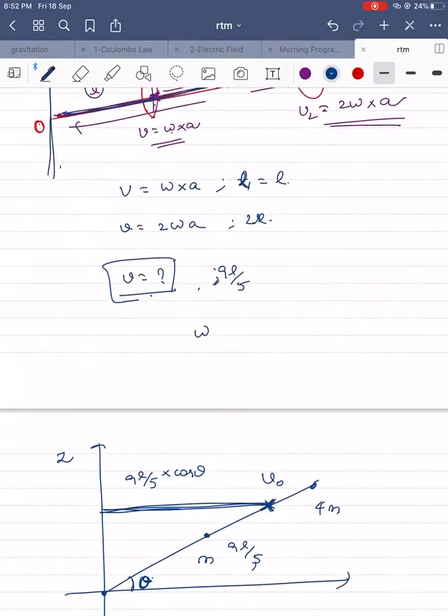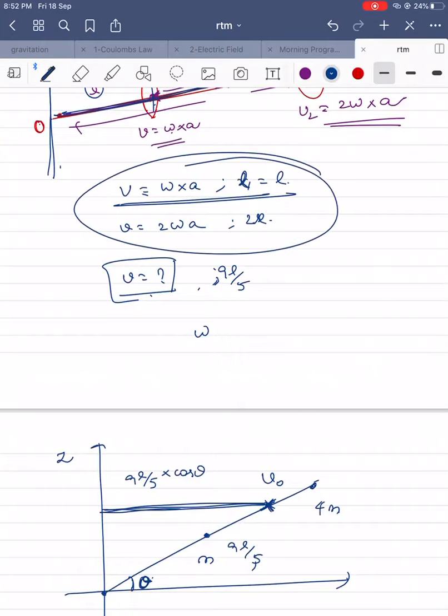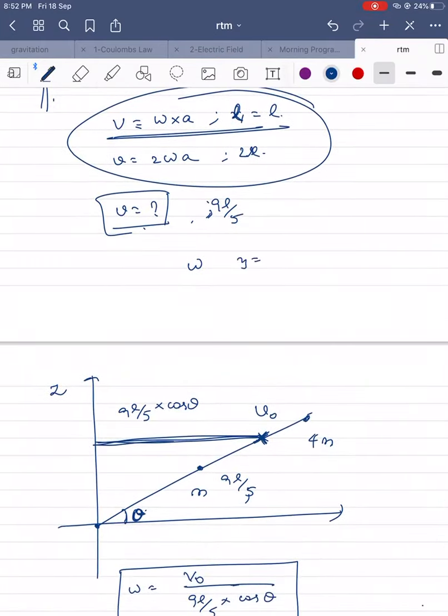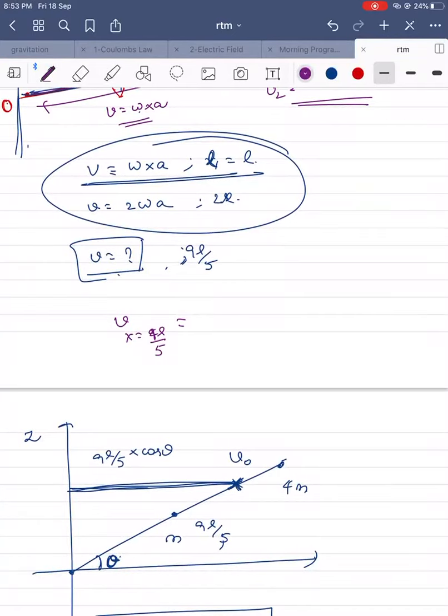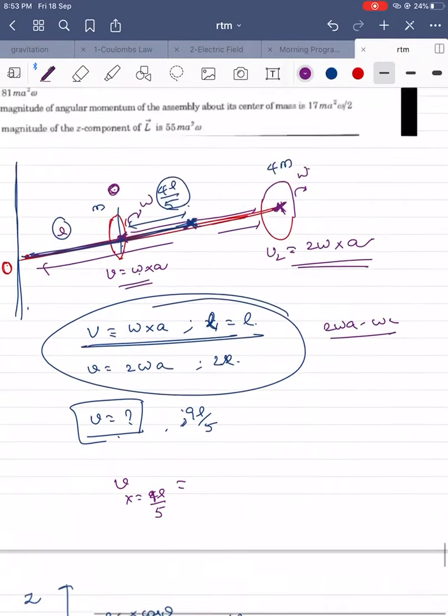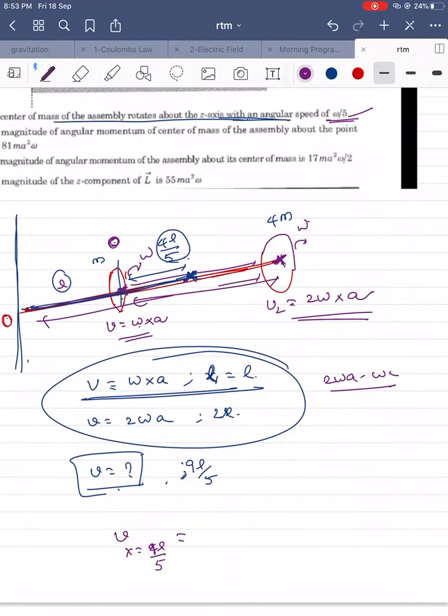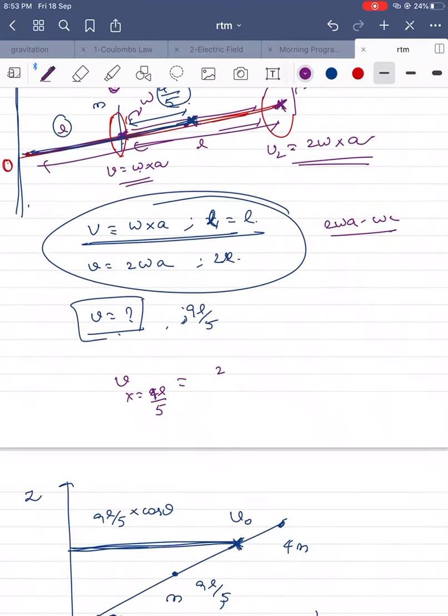So how to get v0? We got a straight line which is increasing from omega a to 2 omega a. We can write y is equal to mx plus c. So y is the velocity at 9L by 5, which is equal to the slope. What is the slope here? It is 2 omega a minus omega a, by how much is the length? The distance between them is L. It is equal to 2 omega a minus omega a by L into x.